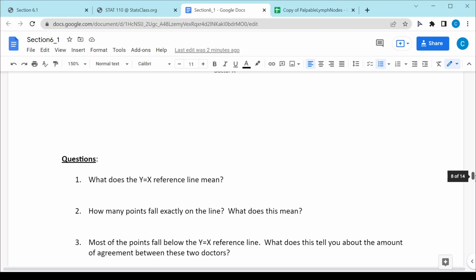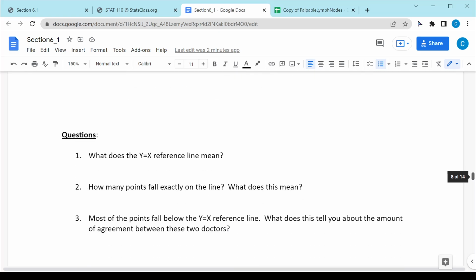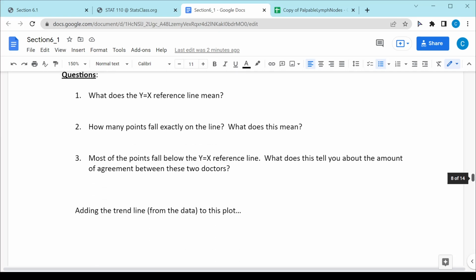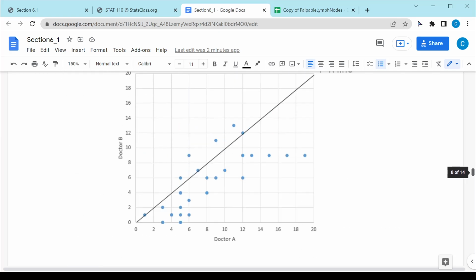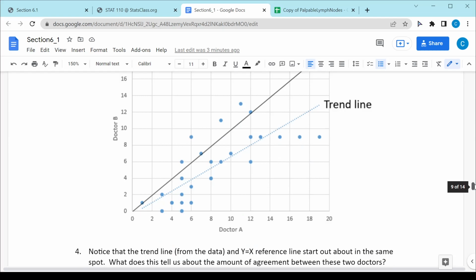Most of the dots are below that y equal x line. So what does the y equal x line mean? Well, that's where they agree. How many fall exactly on the line? 3 of those. Most of those fall below the line, so that means Dr. A is finding more. We could add a trend line to that plot. And again, this is the line that goes through the middle of the data. You can see that that trend line is below the y equal x line. So again, that's going to tell me that Dr. A finds more than Dr. B, because this trend tends to be below the y equal x line.